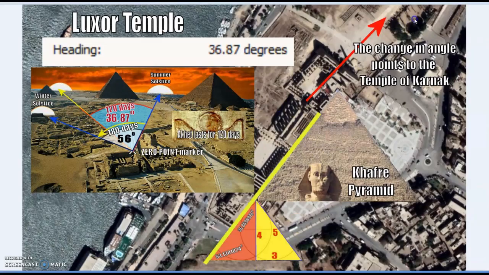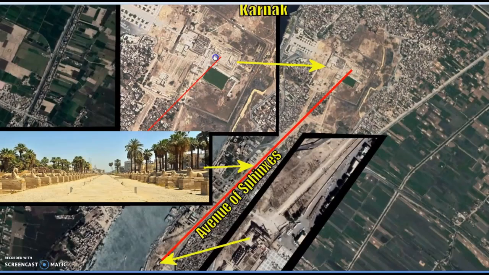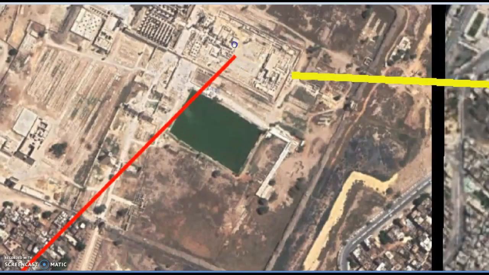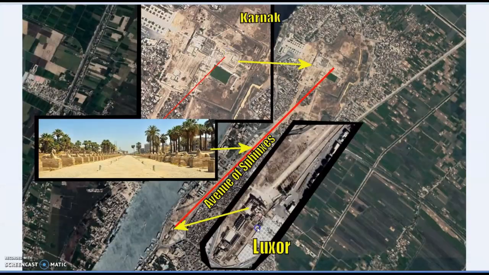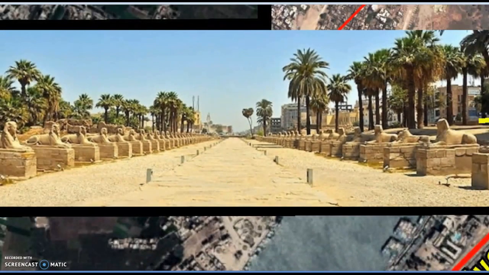This changed angle points directly to the Temple of Karnak. So we follow that, and again pointing directly to, and pretty much there in the center, will probably be a significant spot. Along the way we have an avenue of Sphinxes. The avenue of Sphinxes there.